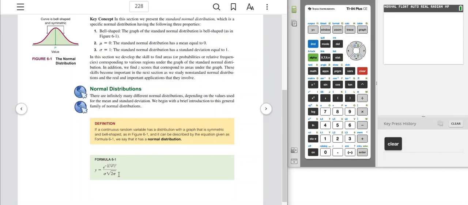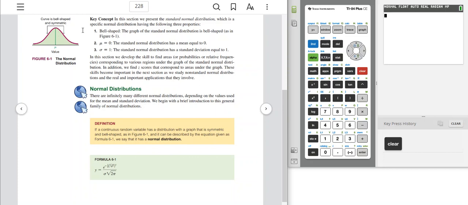That looks like a lot of work, and it is. Because of what we're going to work with in this type of function, we need to simplify this some way. So can we look at the area under this curve and associate it with probabilities? And that's what we do.